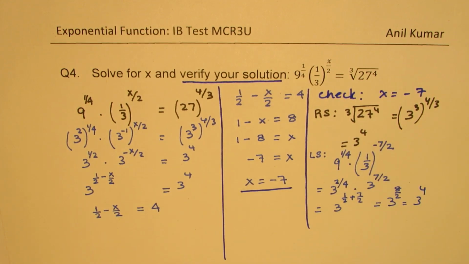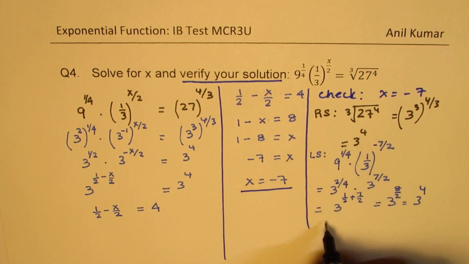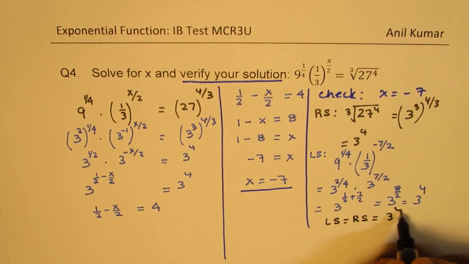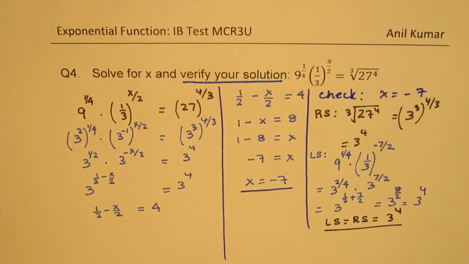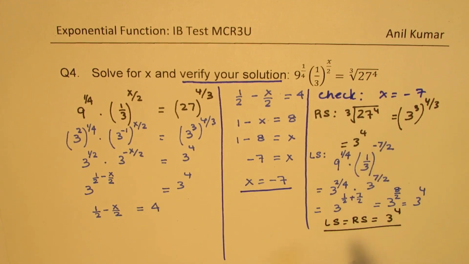So we get the left side also equal to the right side. So we see left side is equal to right side, and both are equal to 3 to the power of 4. Correct? Which is 81 for you. So therefore, the answer is correct.